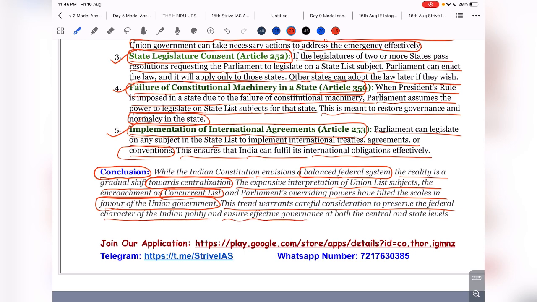So we need to ensure there is good governance and cooperation, so that we have good governance at both the center and the state level. So this is all about the answer writing.